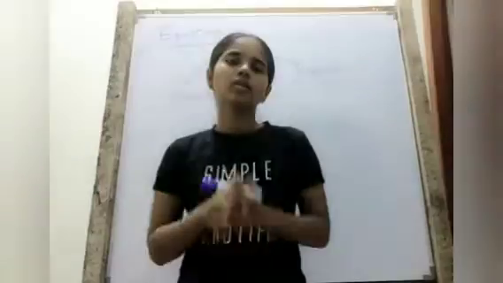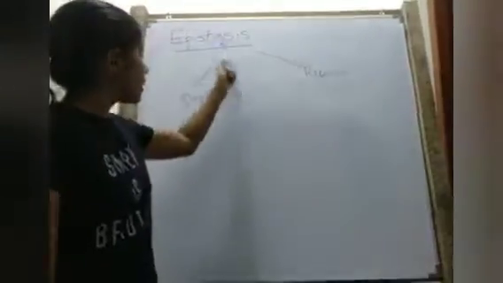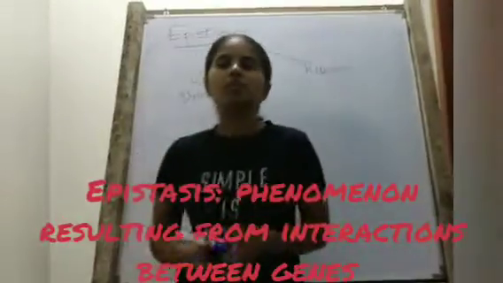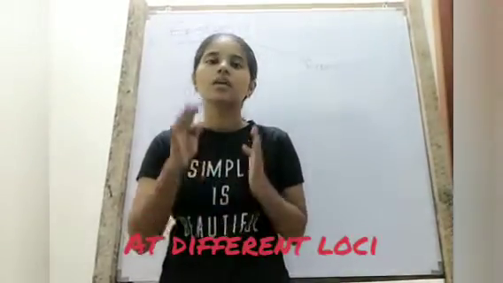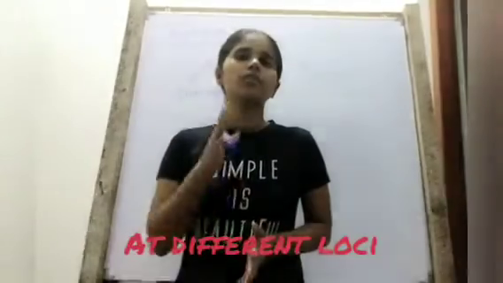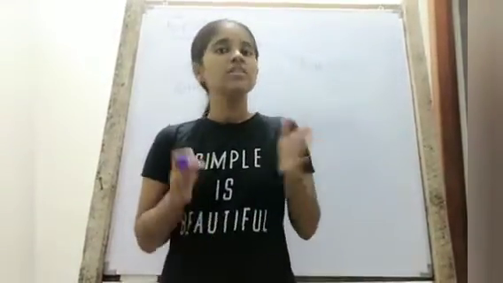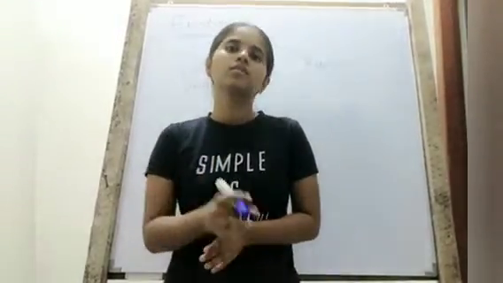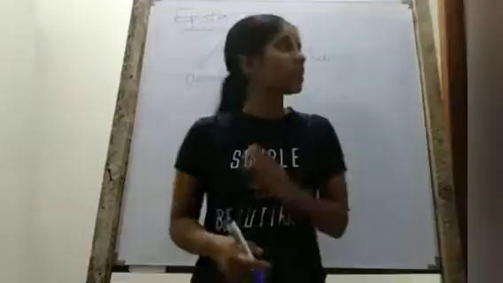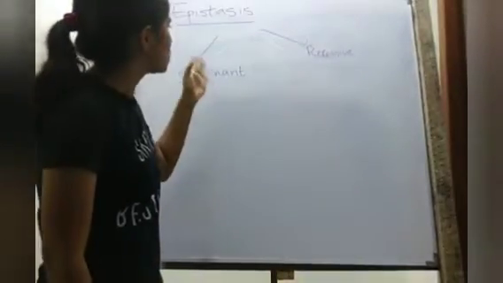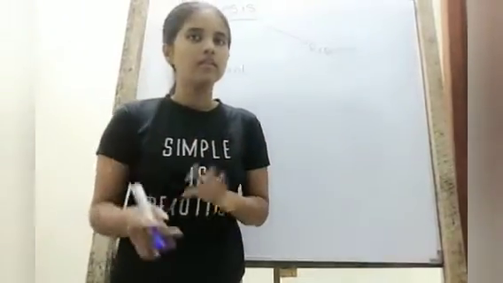So then we come to an important non-Mendelian inheritance pattern called epistasis. Epistasis is the phenomenon resulting from the interaction between genes at different loci. Here the phenotypic expression of a gene at one locus can be changed due to the interference of another gene at a different locus. So there are two types of epistasis, dominant and recessive epistasis. We will talk about them separately.